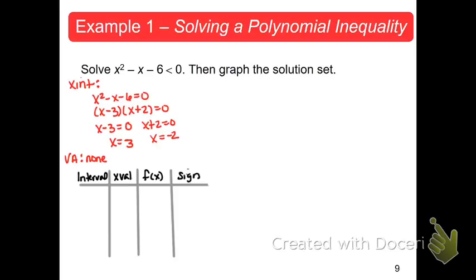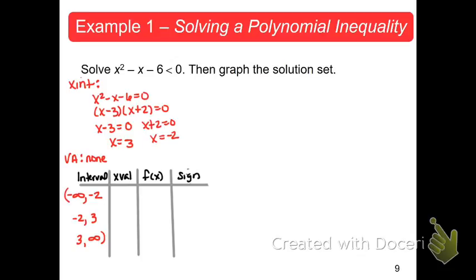Alright guys, so here we have our interval table, and remember your intervals, like we had said, are broken up by those x-intercepts and the vertical asymptotes. Your intervals will always start at negative infinity, and they will always end at positive infinity. So our first interval is from negative infinity to our smallest x-intercept, which is at negative 2. And then our second interval is from negative 2 to the next x-intercept at 3, and finally we have the interval from 3 to positive infinity.